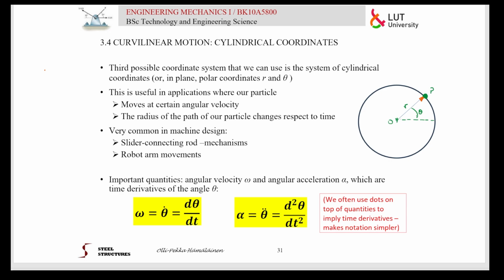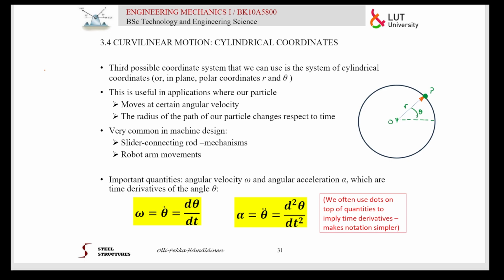When do we use cylindrical coordinates? This is useful in applications where a particle moves at a certain angular velocity. So now we can talk directly about the center of rotation of the particle. The path or the radius of curvature might change with time, no problem. But there is something very important: usually we use cylindrical coordinates with specific types of machines where the particle is forced to move in a certain way.